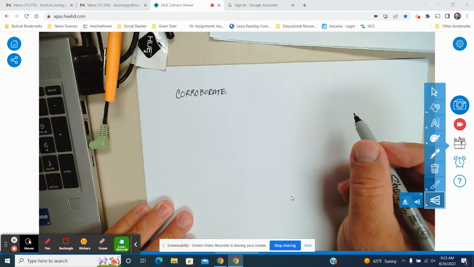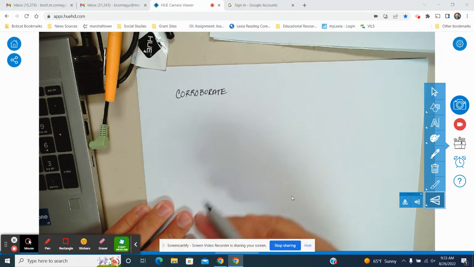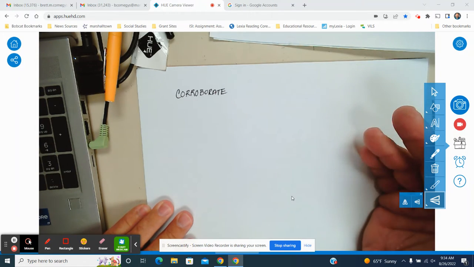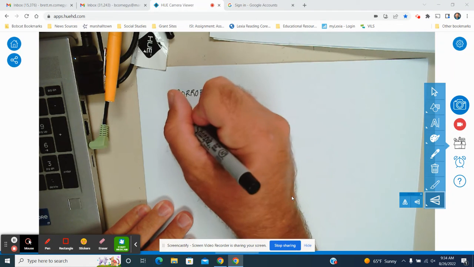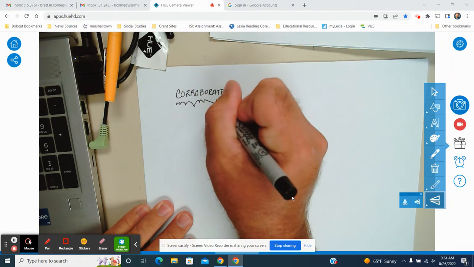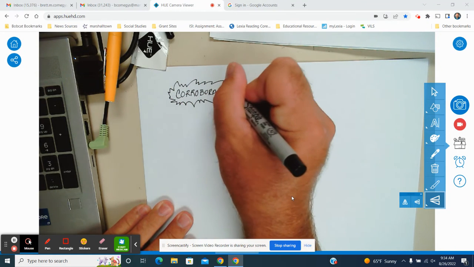It's corroborate. Now, corroborate. Say it over and over again. Corroborate. Just as it reads, you've got to almost say every single syllable. And since this is a vocab word, I'm going to put this, and I call them kapow boxes. Kapow.